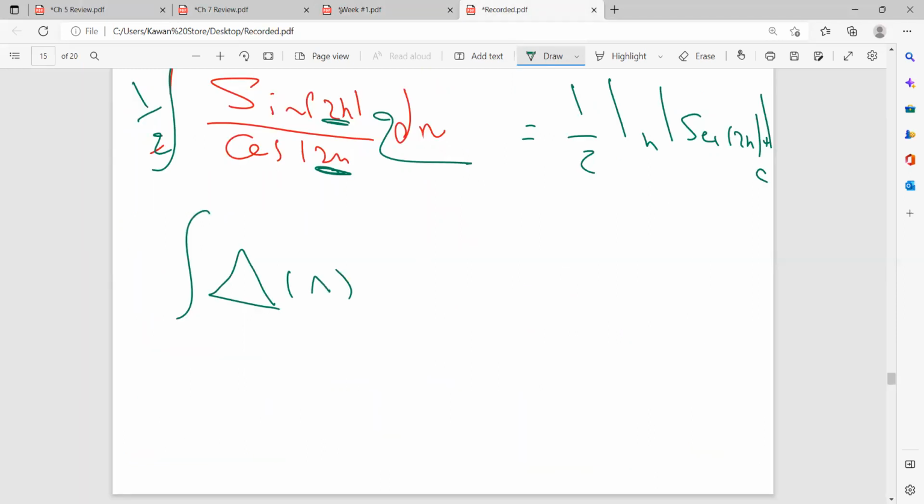We need what? The derivative of the angle. Derivative of the angle. So we need the derivative of it here. Then we can solve. Understood?